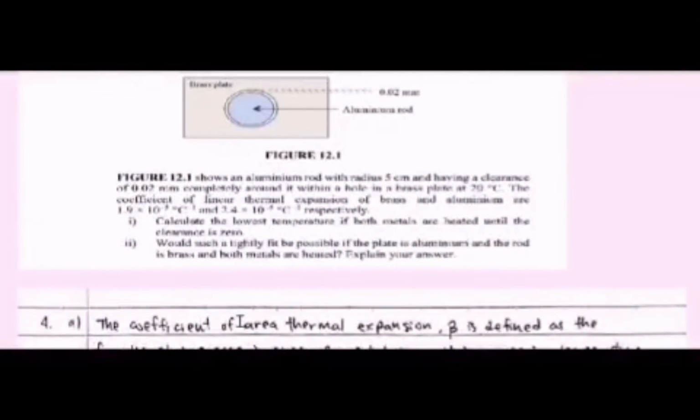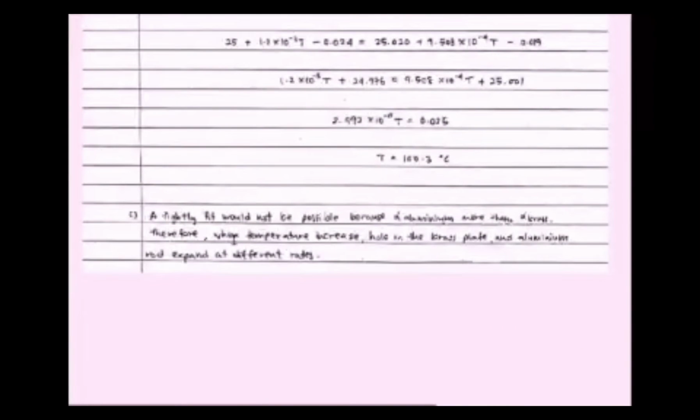Okay, next is question B, Roman 2. Would such a tight fit be possible if the plate is aluminium and the rod is brass and both metals are heated? Explain your answer. So my answer is a tight fit would not be possible because alpha aluminium is more than alpha of brass. Therefore, when temperature increases, the hole in the aluminium plate and the brass rod expand at different rates.